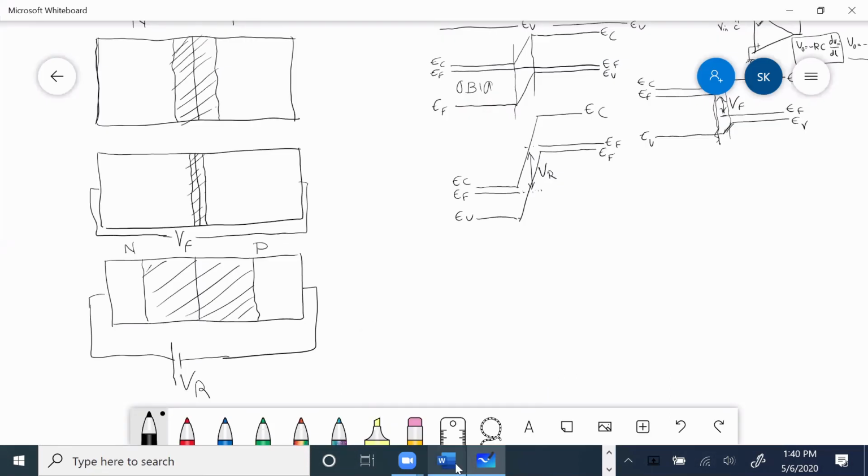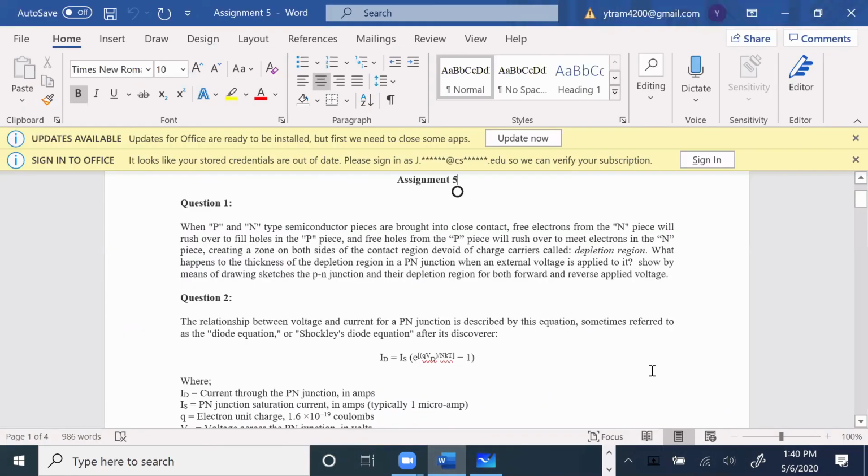Question 2. I will read the question from now on, so I won't make a mess. The relationship between voltage and current for a PN junction is described by this equation, sometimes referred to as the diode equation or Shockley diode equation after its discovery. Then it's defining each term, which I'm going to do for you now.